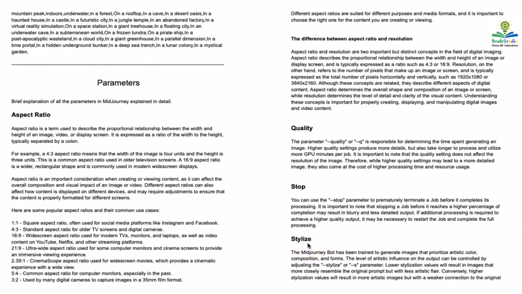So to give you a bit of background, the Midjourney bot has been trained to generate images that prioritize artistic color, composition, and forms. The level of artistic influence on the output can be controlled by adjusting the stylize feature. What it essentially means is that we can decide how creative we want the algorithm to be. If we give it a lower stylization value, it will result in images which more closely resemble the original prompt but with less artistic flair.